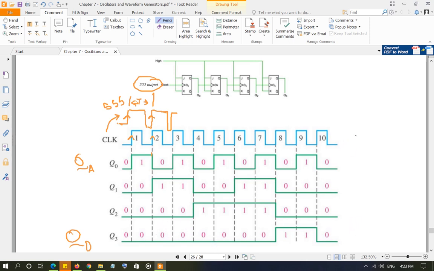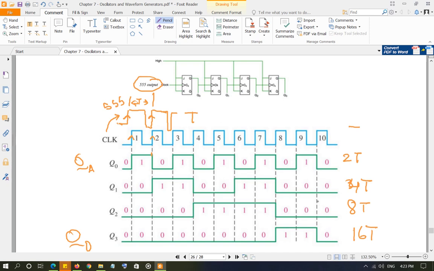So let's say this time period is T, then this time period is going to be 2T, this time period is going to be 4T, not 3, 4T, this time period is going to be 8T, and this time period is going to be 16 times T.